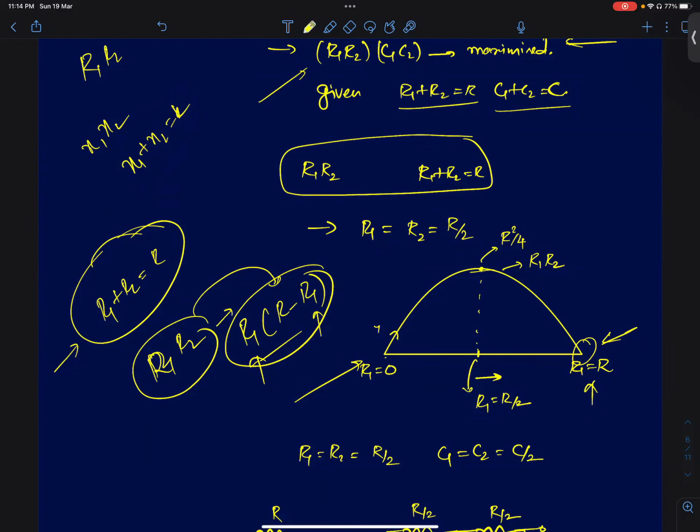I want to maximize the product of two variables where the sum is given to be constant. Then the values of x1 and x2 which maximize this will be the average value of the two variables, x1 plus x2 by 2, which will be k by 2 in this case. So that's something to keep in mind.